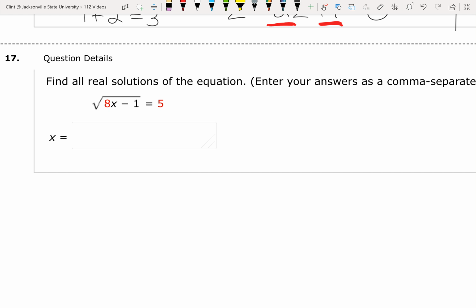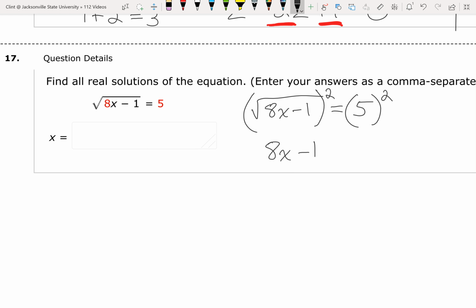So on this one, the radical is already by itself. I'm going to rewrite the problem this time. So we are ready to raise both sides to a power. The power we're going to use here to get rid of the square root is 2. Square both sides. On the left, that leaves us 8x minus 1. On the right, 5 squared, 5 times 5, 25.